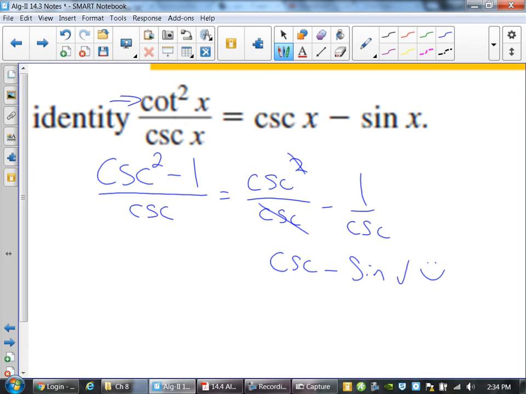Why would you turn cotangent squared into cosecant squared? One of the Pythagorean identities is 1 plus cotangent squared is cosecant squared. So if I move the 1, there's your cotangent using substitution. You're going to see a ton of that, especially with squared terms. Okay?